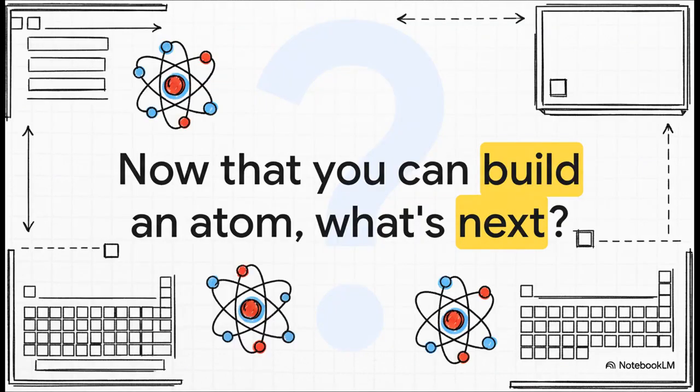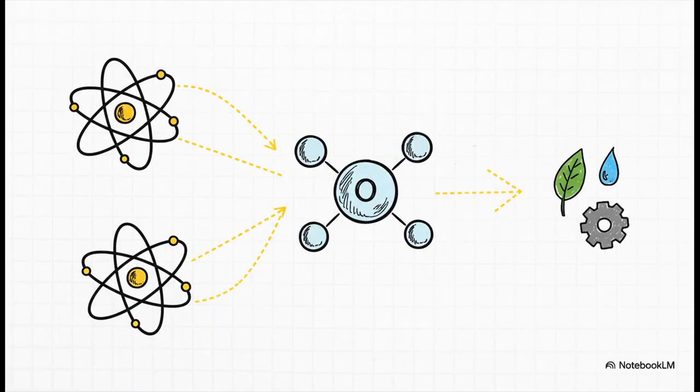So that leaves us with one last big question. Now that you can build the blueprint for a single atom, what do you think comes next? It's all about understanding how they connect. Because knowing the structure of one atom is the first step to figuring out how they bond together to form molecules and compounds and, well, everything around us. So keep cracking those codes.